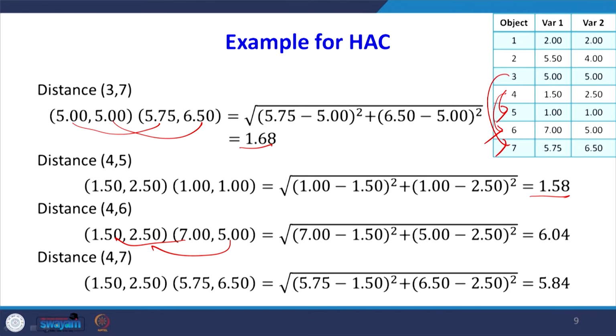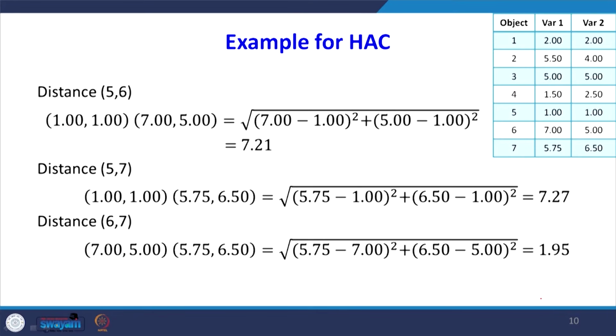Now, we will find 4 versus 7, the distance between 4 and 7. The position of 4 is 1.5 comma 2.5, the position of object 7 is 5.75 comma 6.50. So, this difference whole square plus this difference whole square: (5.75 minus 1.5) whole square plus (6.5 minus 2.5) whole square, that is 5.84. 4 we completed. Now, we will go to 5 and 6 and 5 and 7.